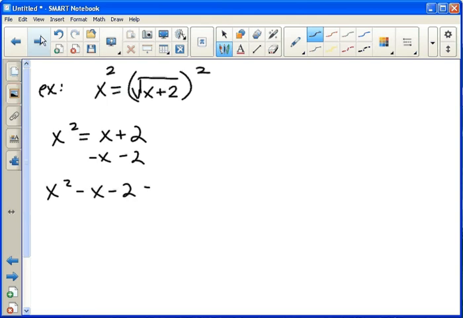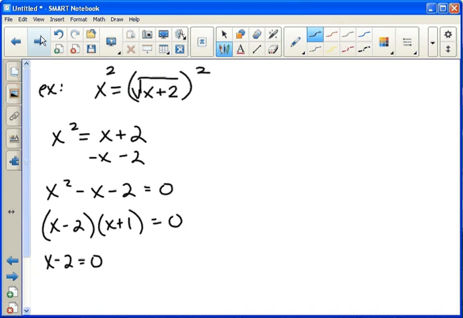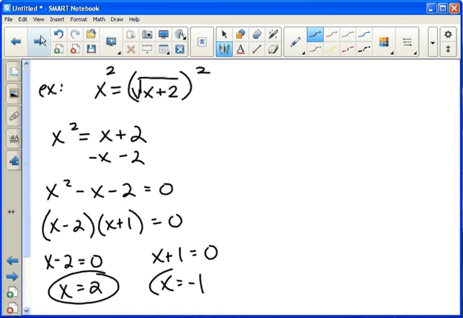So I get x minus 2 and x plus 1. So x minus 2 equals 0, and x plus 1 equals 0. Then we get x equals 2, and x equals negative 1. Okay, so just double check. If I plug 2 back in here, 2 plus 2 is positive 4, so that's no problem. Negative 1 plus 2 is positive 1.